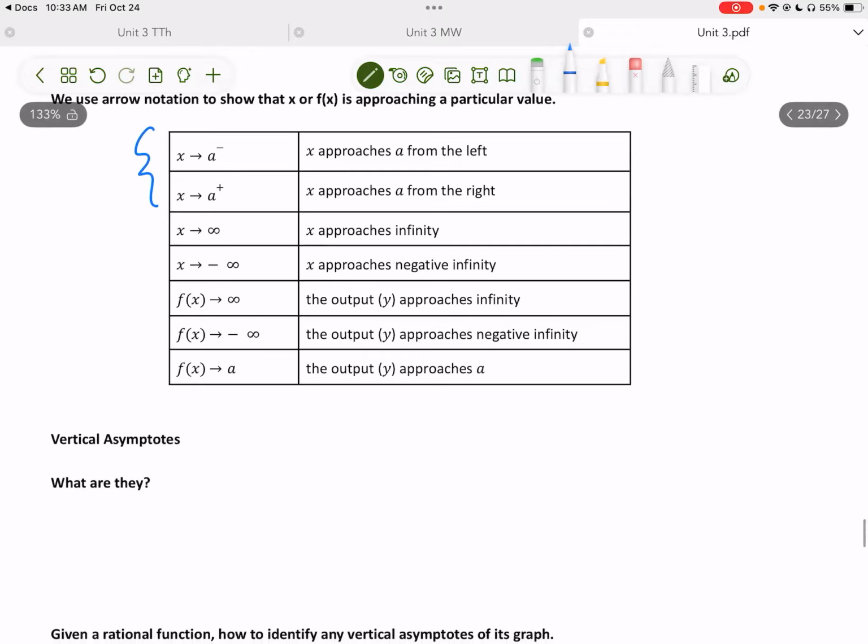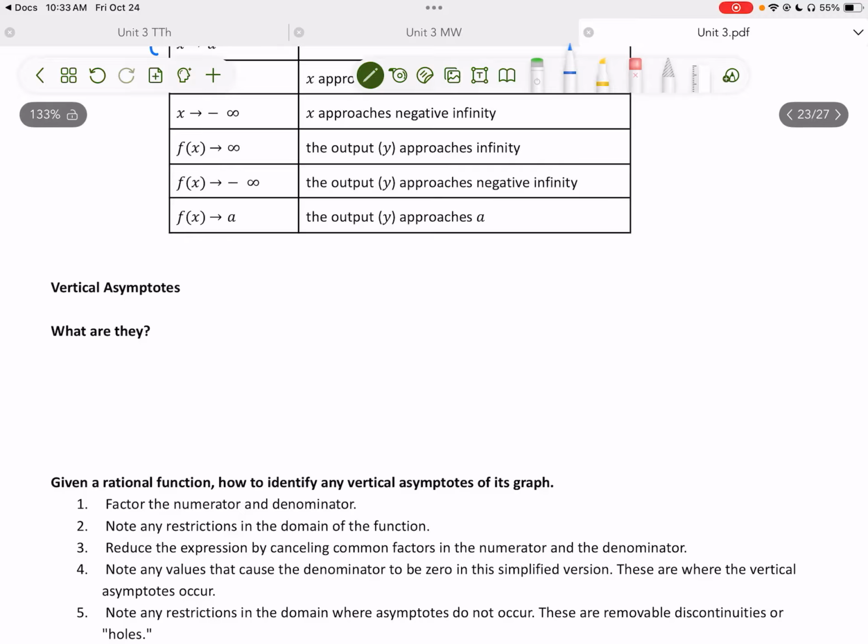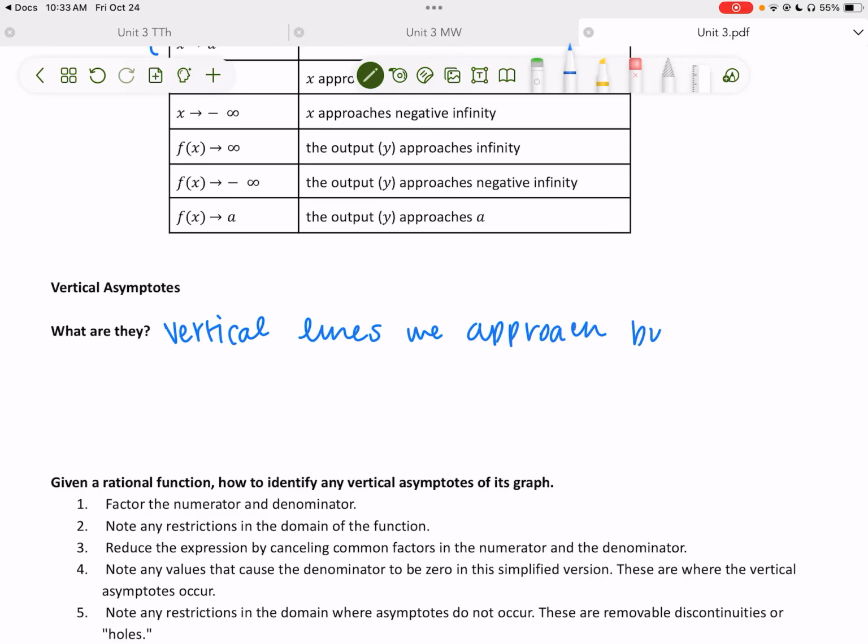Vertical asymptotes are going to be one of the focal points for today. So let's go ahead and talk about what those are. They are vertical lines that we approach but do not touch. We never ever touch them. There are no exceptions to this rule.